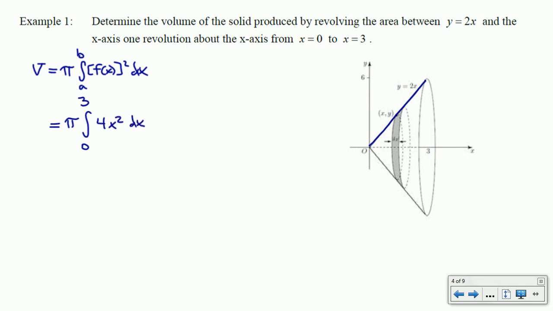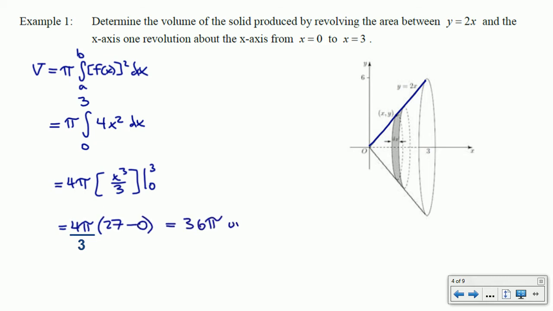You can bring the 4 out front of the integral sign if you like, and x squared would have come from the derivative of x cubed divided by 3. And we need to evaluate that from 0 to 3. I left out the constant of integration just now because it doesn't really matter with a definite integral. So this would be 4 pi times 27 minus 0, which works out to 36 pi units cubed.